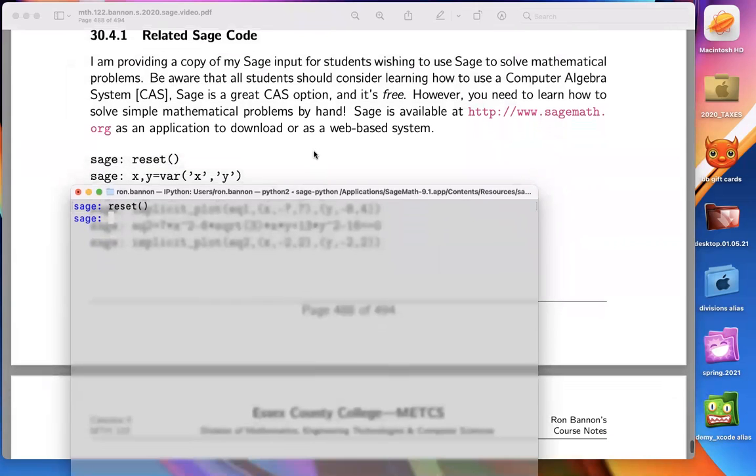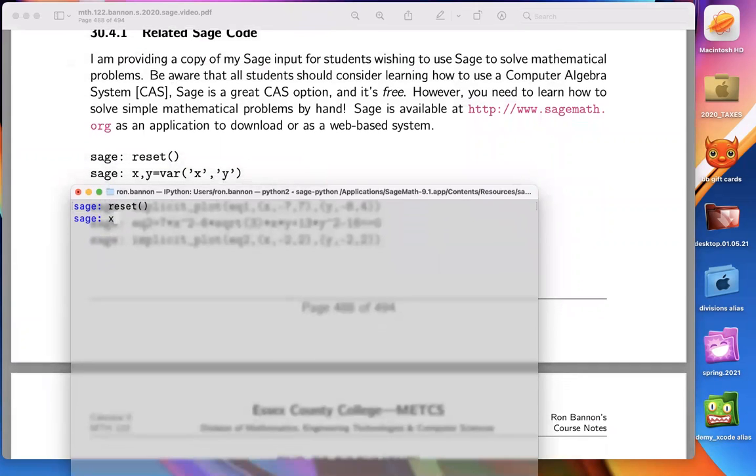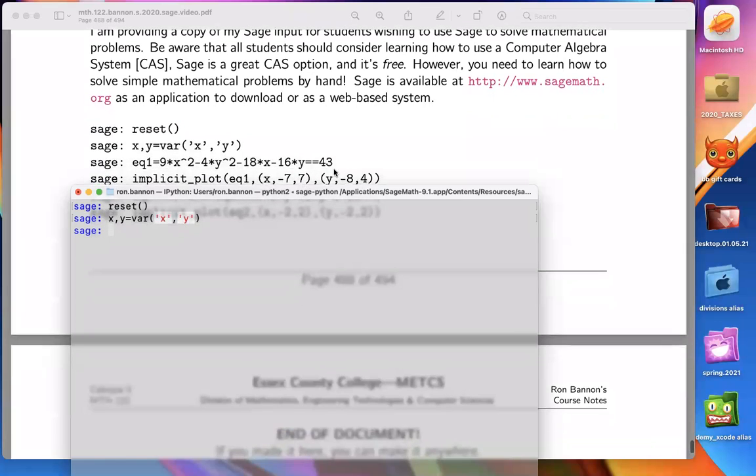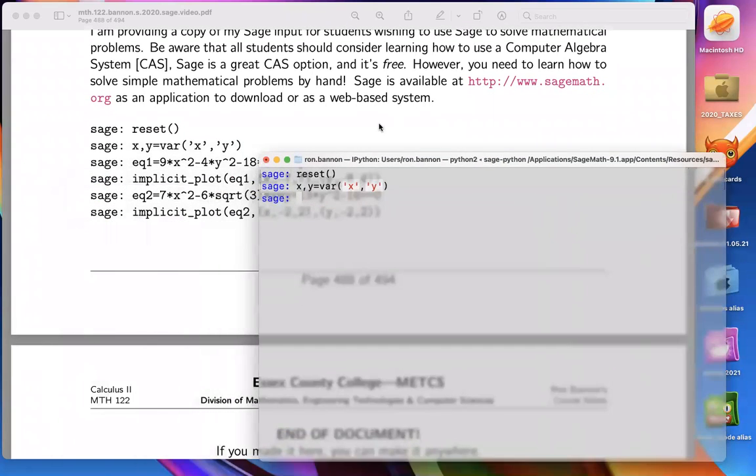Reset. I'm just typing the code that I'm seeing in my notes. I'm defining two variables, X and Y. Again, reset basically purges anything that's from prior problems that I don't want. And then, copy paste now. Let me do that. I'll copy this one over here.